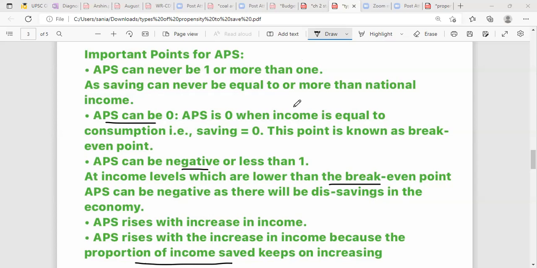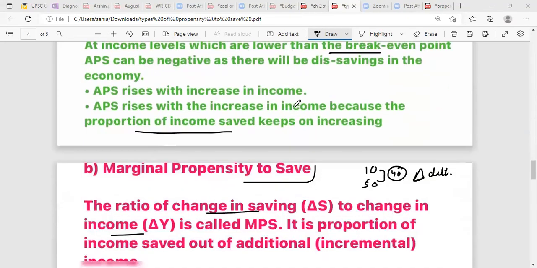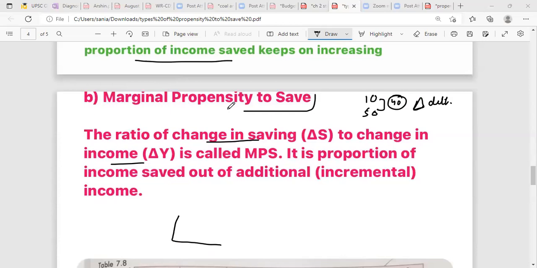Yes, ma'am. Okay. Now, the next thing is marginal propensity to save. It is the same as APS, APC, but the only difference is that here it is saving. So the ratio of change in savings, delta S, to the change in income is called MPS, and it is the proportion of income saved out of additional income. Clear? Yes, ma'am. Quickly write.